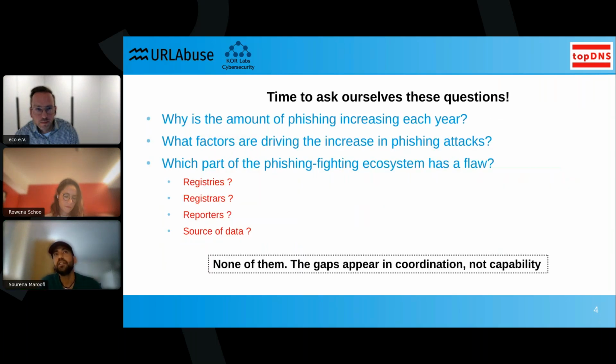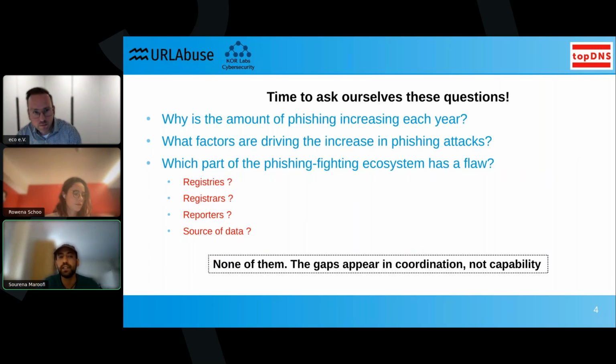But after seeing these statistics, at some point of time, we need to answer these questions. We need to understand why the amount of phishing is increasing each year. What factors are driving the increase of phishing attacks? Which part of the whole phishing fighting ecosystem has a flaw? Is it like the registrars not taking down? Is it because of the registry? Is it the reporter? Is it the source of data?